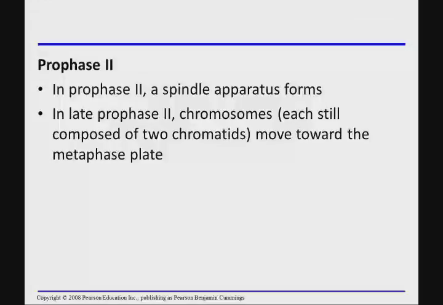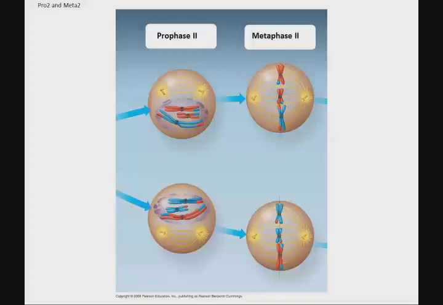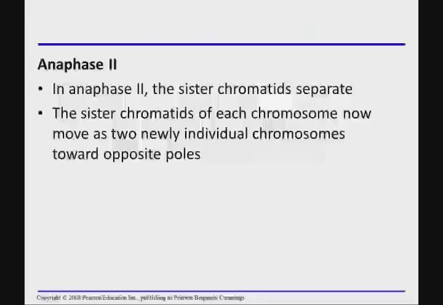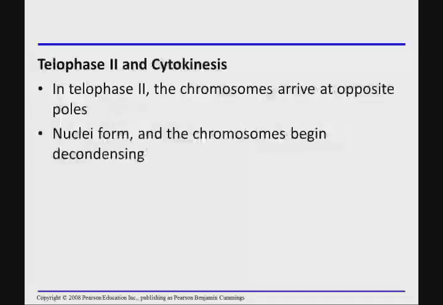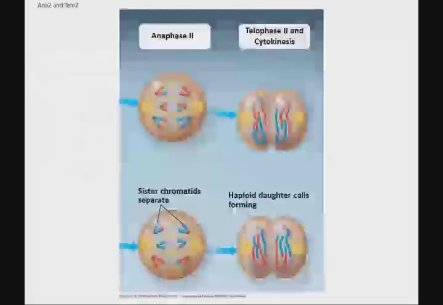Right? So again, in prophase 2, just like mitosis, spindle apparatus forms. Chromosomes are going to attach to that. They're going to move towards the metaphase 2 plate. Metaphase 2 plate, they're going to line up. They're going to attach. Boom. We pull them apart in anaphase 2. Anaphase 2, chromosomes move towards opposite poles. We cut it in half in telophase 2 through cytokinesis. Okay?